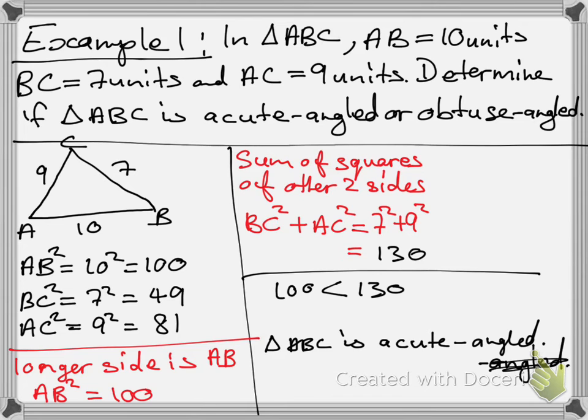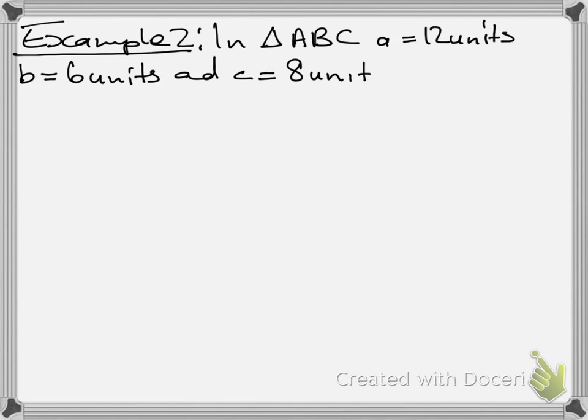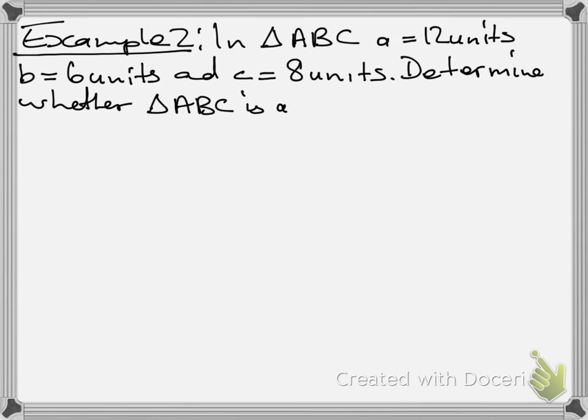Let's look at another example. Example 2. In example 2, you are given that in a triangle ABC, side A is equal to 12 units, side B is equal to 6 units, and side C is equal to 8 units. Now they want you to determine if the triangle ABC is acute angled or obtuse angled.